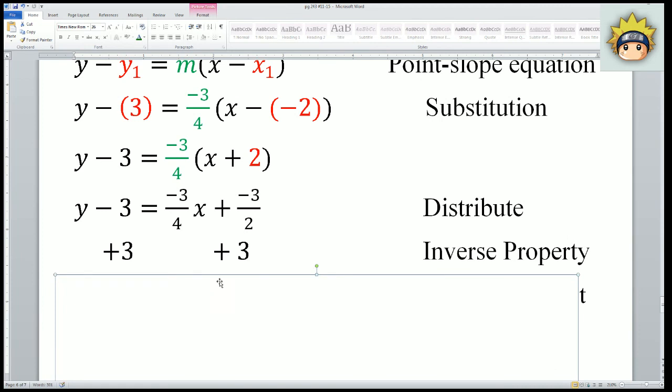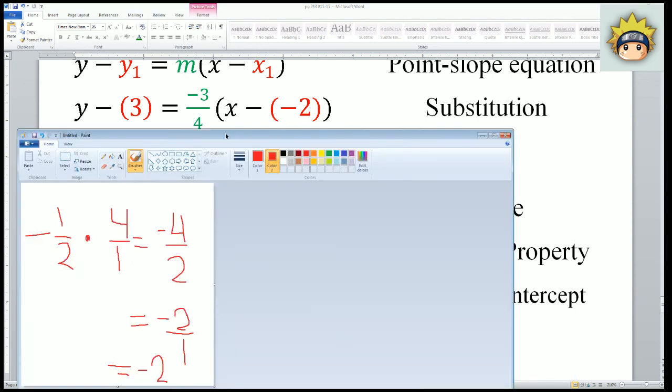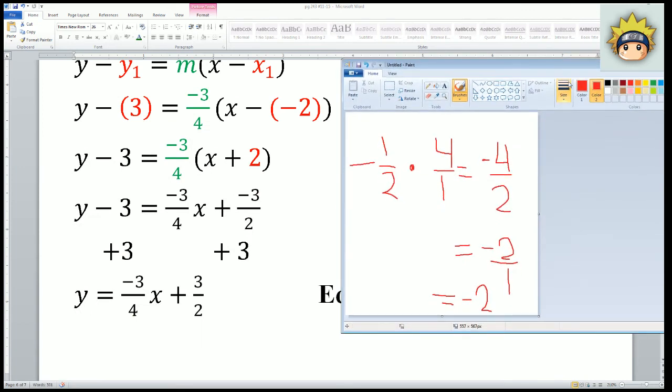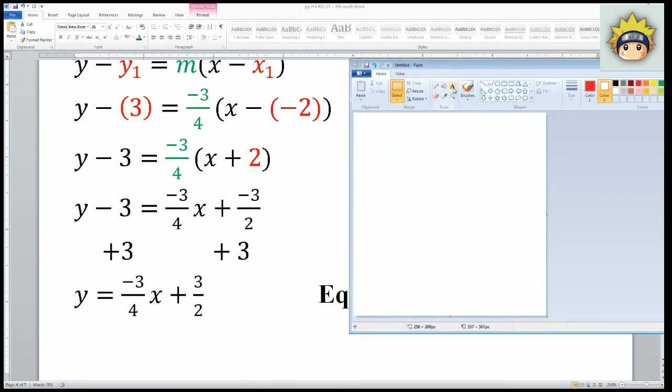Add 3 to both sides because that is the inverse property. Then you get y equals negative 3 over 4x plus 3 over 2. Some of you are freaking out. You're like, whoa, how did you do that? That was super hard. How did you add a fraction? You can make your life easier by just using a calculator, but let me show you the mathematics for it.